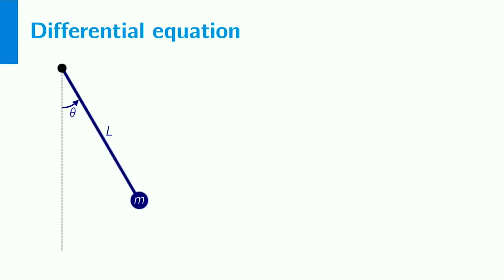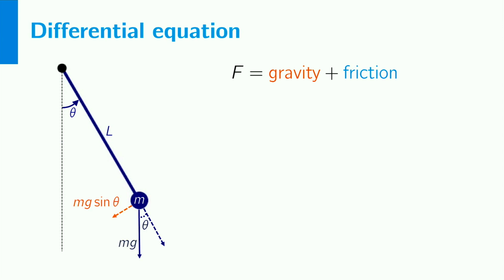Let theta be the angle between the rod and the vertical. Assume that the rod is weightless and let its length be L. The motion is determined by two forces, gravity and friction. Decompose the gravity force, mg, into a component along the rod, which is compensated for by the tension force in the rod, and a component along the circle, minus mg sine theta, which will cause the oscillation.